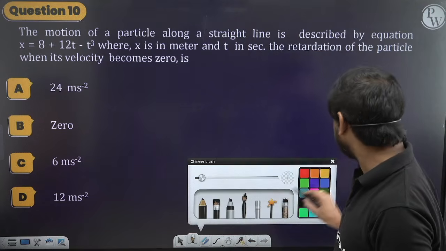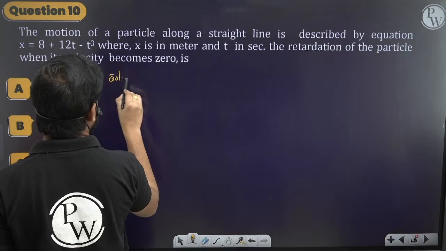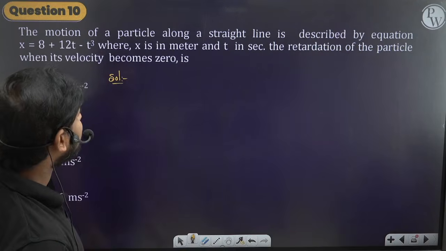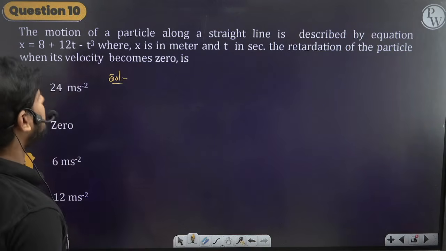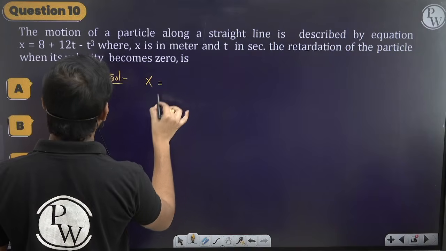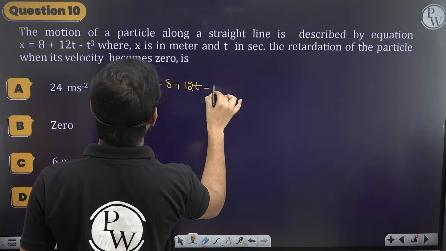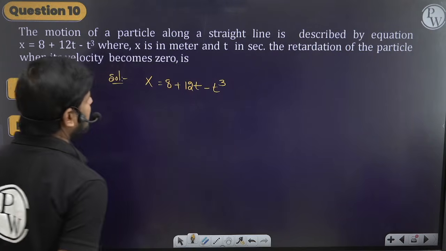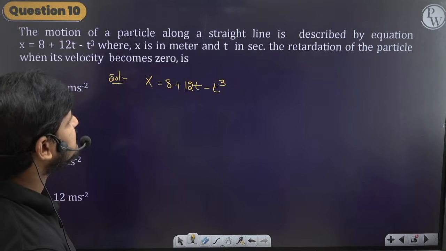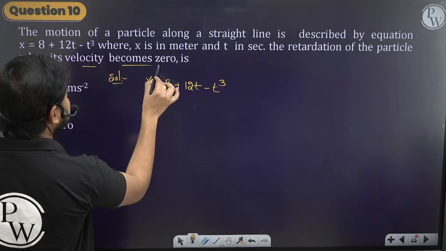So question number 10. What does the question say? The motion of a particle along a straight line is described by the equation: displacement of the particle is given by 8 plus 12t minus t cube, where x is in meter and t is in second. Find the retardation of the particle when its velocity is 0.